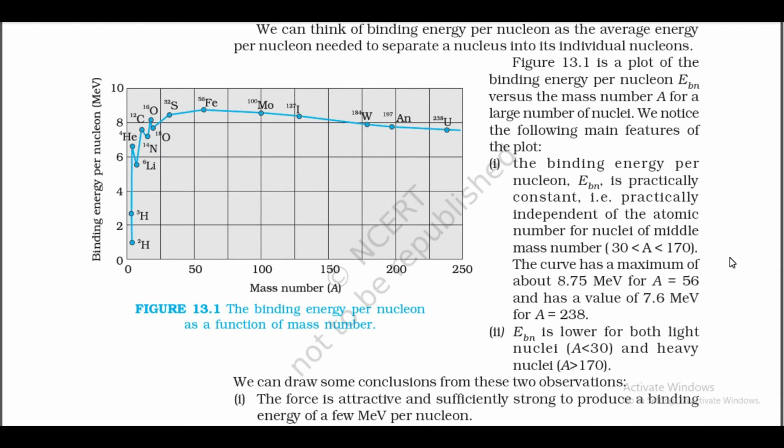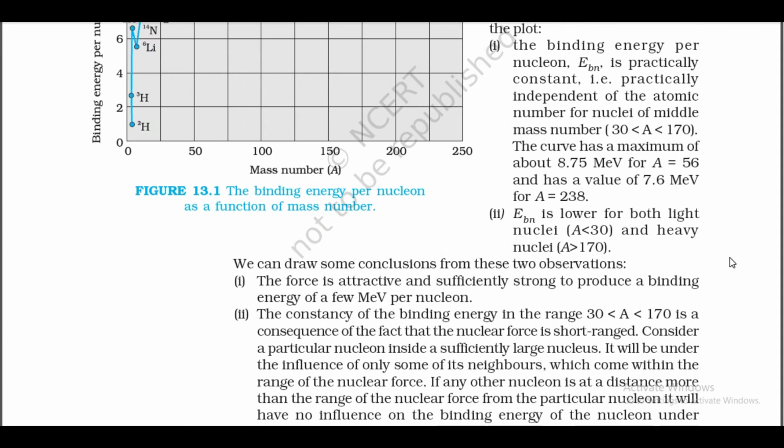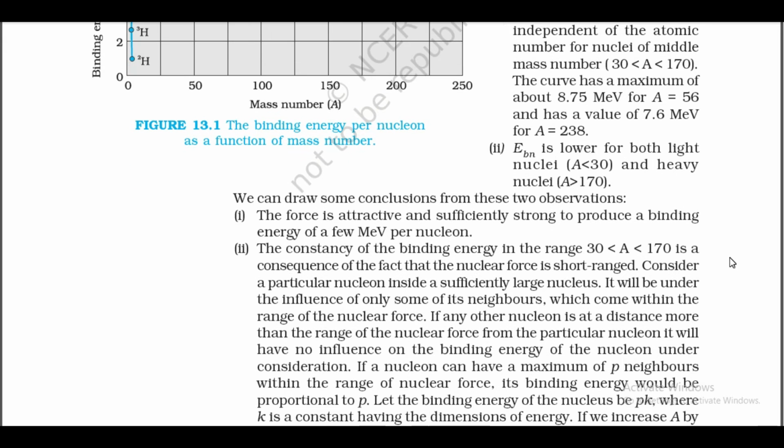First, the binding energy per nucleon EBN is practically constant, that is practically independent of the mass number for nuclei of middle mass number, 30 < A < 170. The curve has a maximum of about 8.75 MeV for A = 56 and has a value of 7.6 MeV for A = 238. Second, EBN is lower for both light nuclei, A < 30, and heavy nuclei, A > 170.